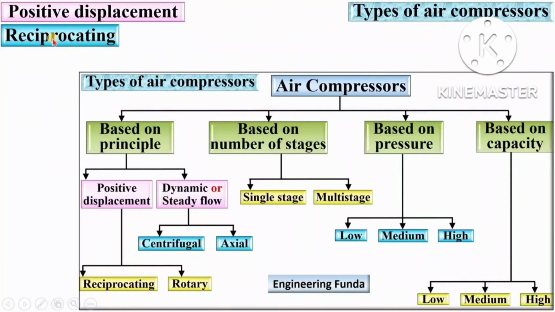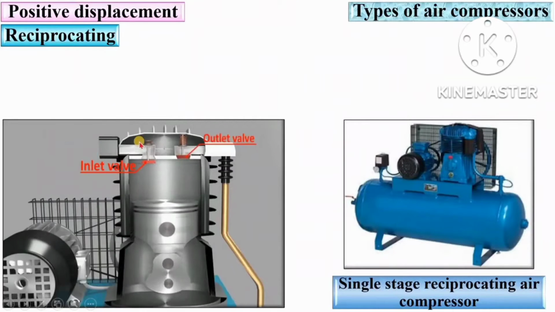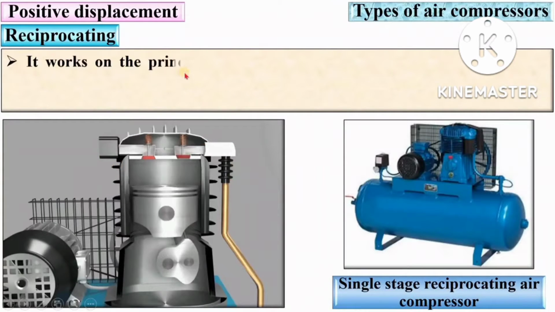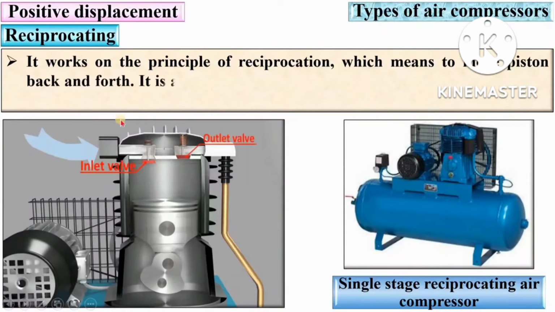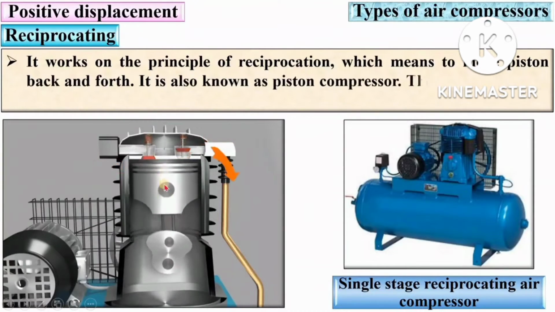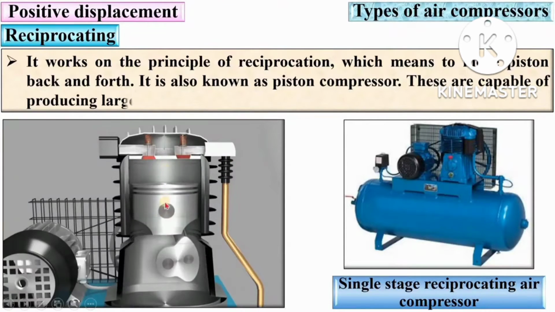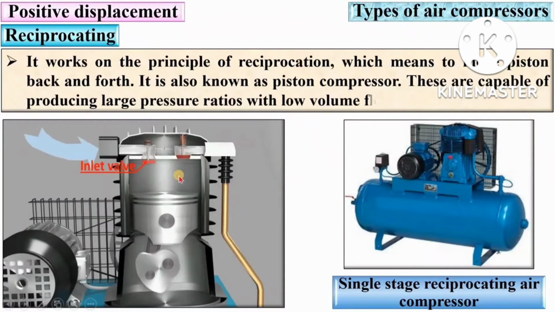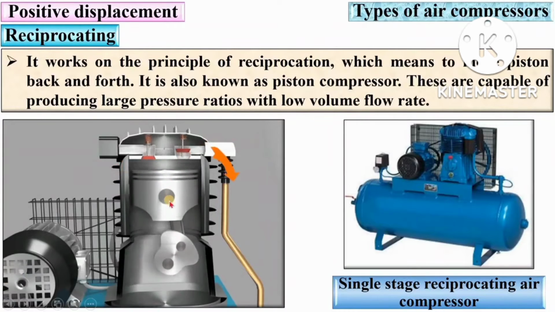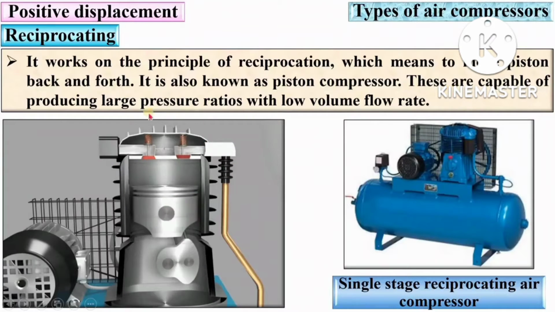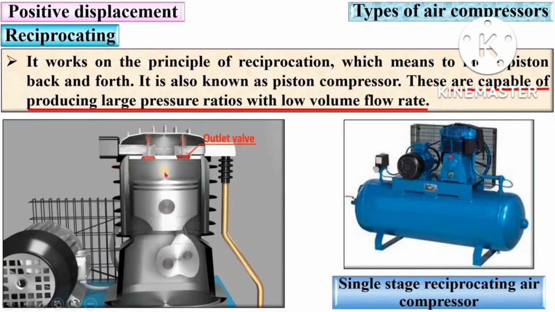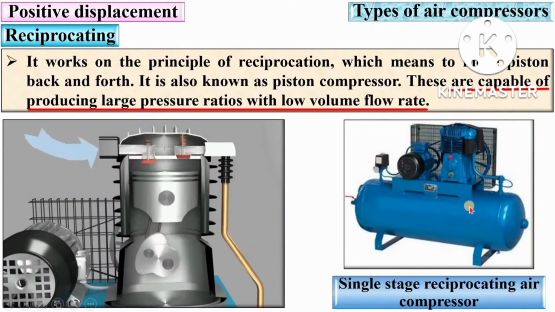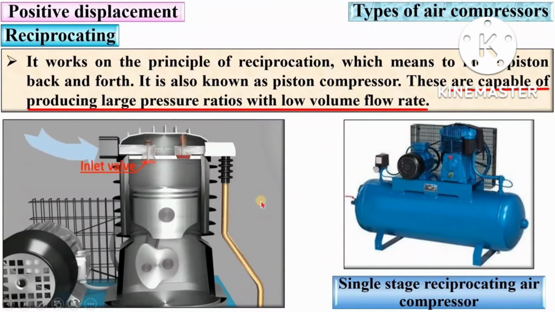So let's see reciprocating. It works on the principle of reciprocation, which means to move piston back and forth. So very simple, piston is reciprocating inside the cylinder. That's why it is called the reciprocating air compressor. These are capable of producing large pressure ratio with low volume flow rate. And in this figure you can see a single stage reciprocating air compressor.